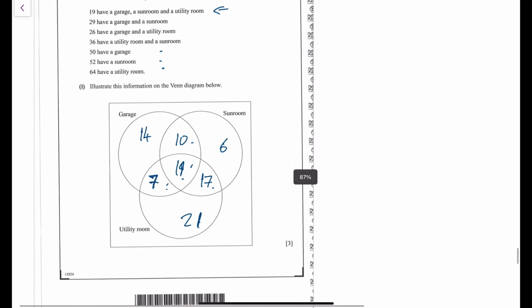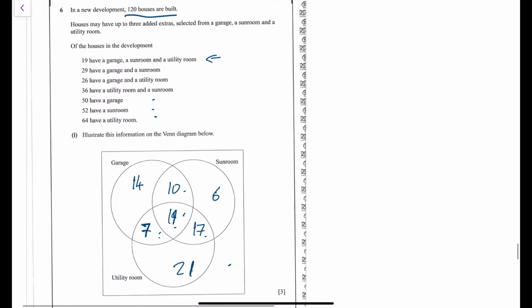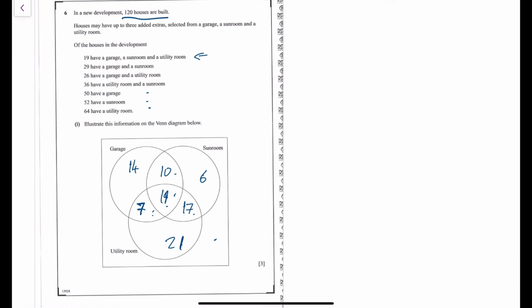So there it's filled in. The other thing, which I have forgotten to do, is work out anyone who doesn't ask for any extras. So there were 120 in total. 120 take away 14, take away 10, take away 6, take away 7, take away 19, take away 17, take away 21. So there were 26 people outside. I'd forgotten to put that on mine. I would have lost a wee mark there. 26 people outside.